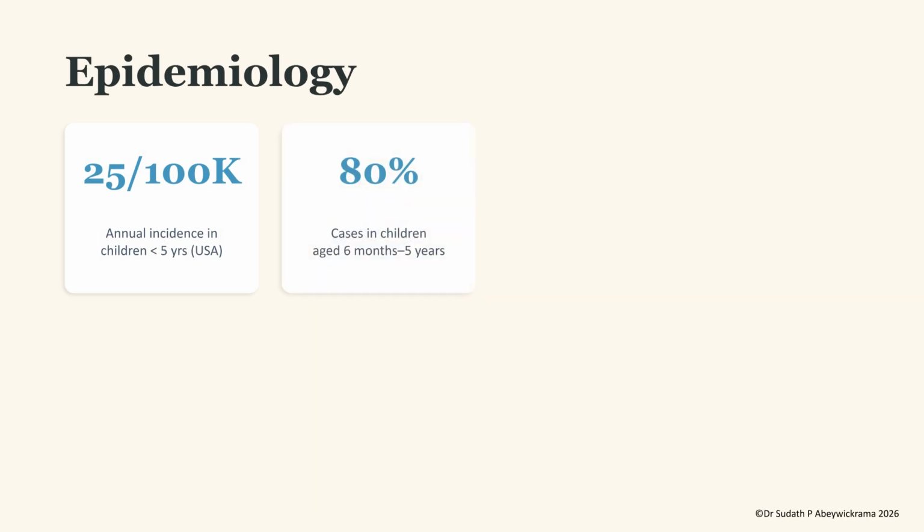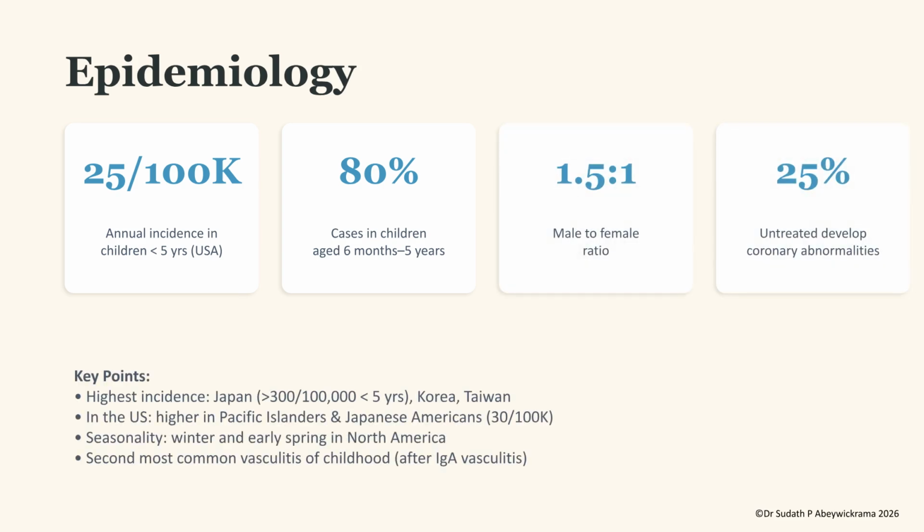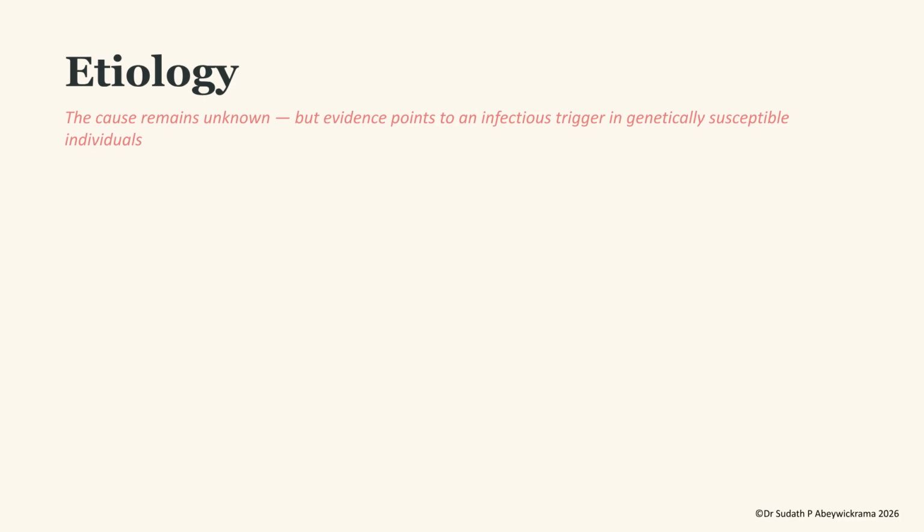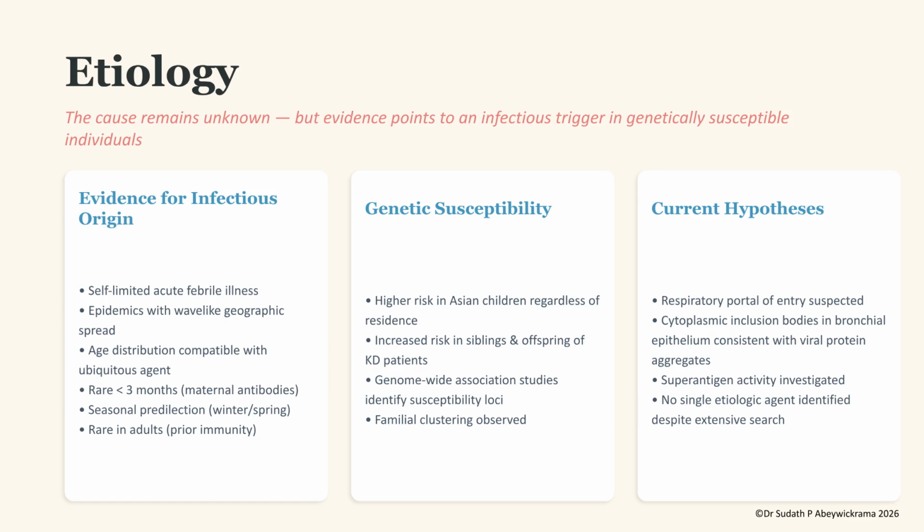Key epidemiological points include an incidence of 25 per 100,000 children under 5 in the USA, with 80% of cases occurring between 6 months and 5 years. Without treatment, 25% of affected children develop coronary abnormalities. The etiology remains unknown, but evidence points to an infectious trigger in genetically susceptible individuals. This is supported by its self-limited nature, wave-like spread, and seasonal predilection.